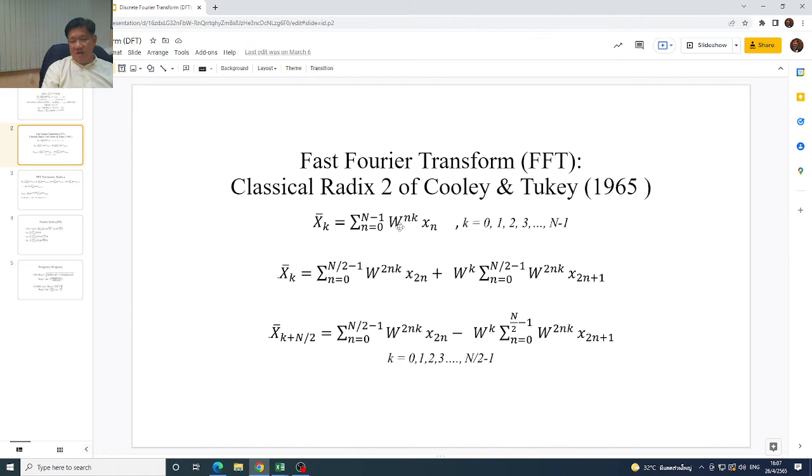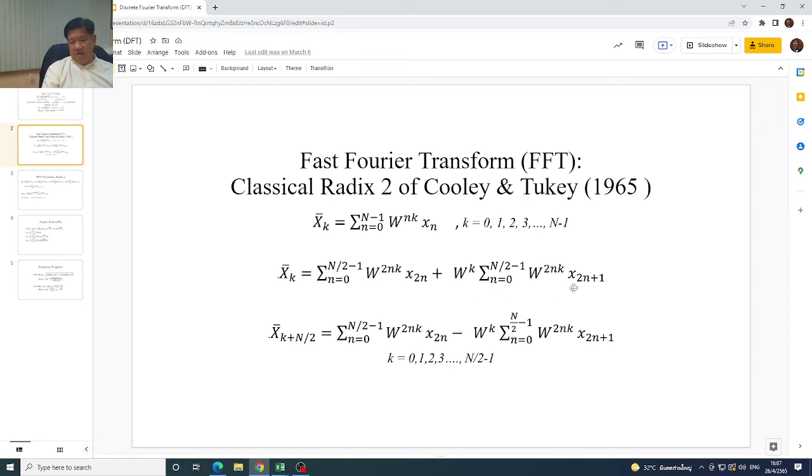Since we only consider the even order, x sub n becomes x sub 2 times n, for every even order: x0, x2, x4, x sub 6, x sub 8, and so on. And W needs to change from n to 2 times n also in this exponent. So this one changes to become this.